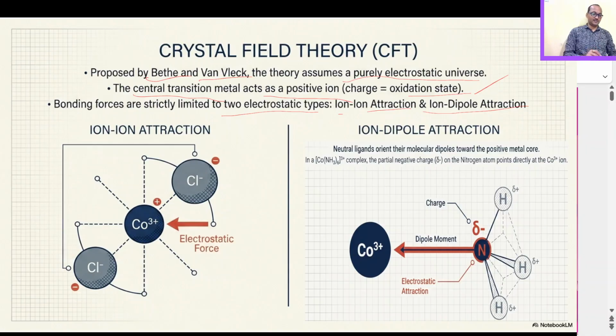For a cobalt complex, so the cobalt metal ion, and we have, suppose, chloride ion as ligand, so there will be an electrostatic ion-ion attraction.